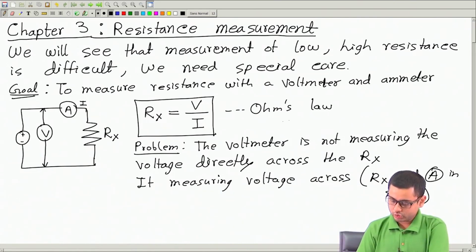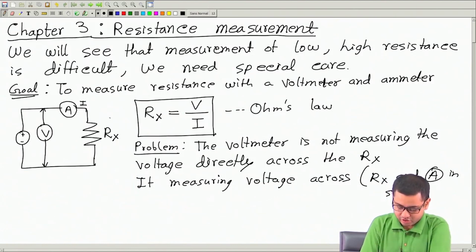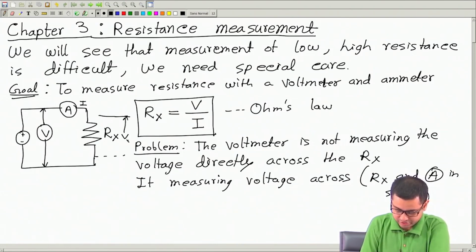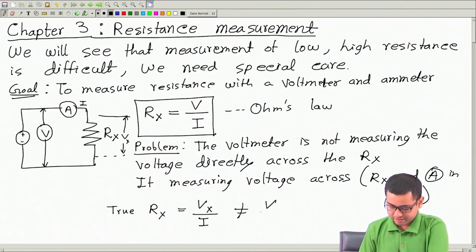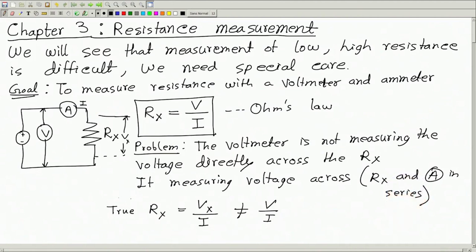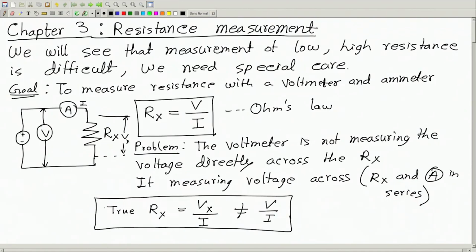So there is an error, because according to Ohm's law, this is true only if this voltage is the voltage across this resistance, call it Vx. So true Rx is Vx by I, and is not equal to V, that is the voltmeter reading, by I. So there is a problem. Now can we solve it?